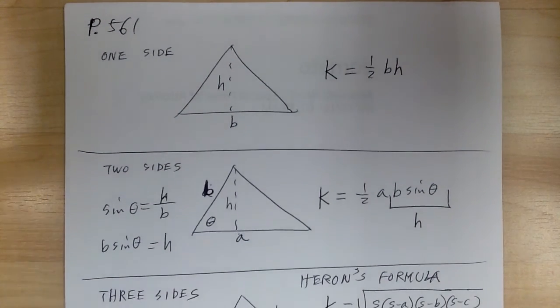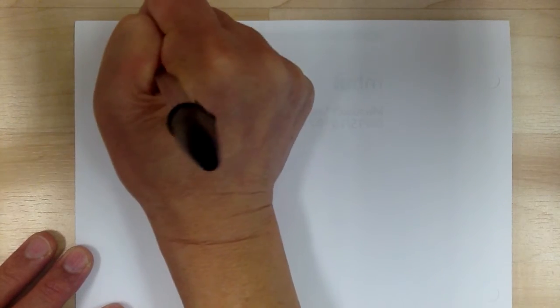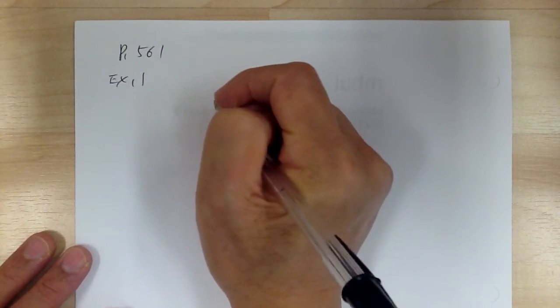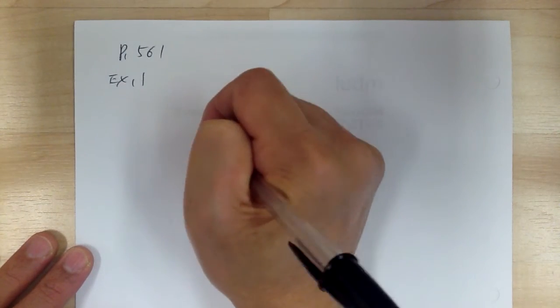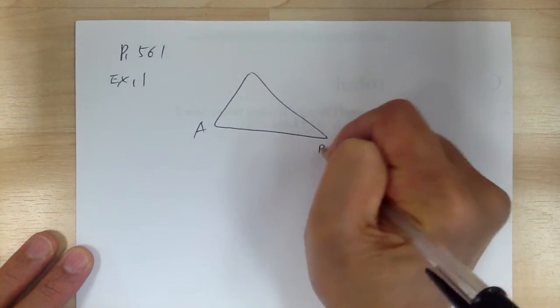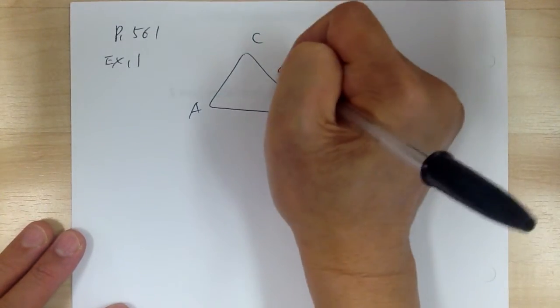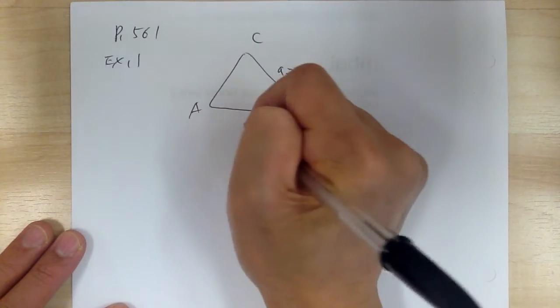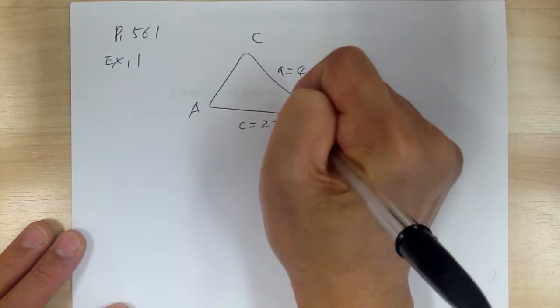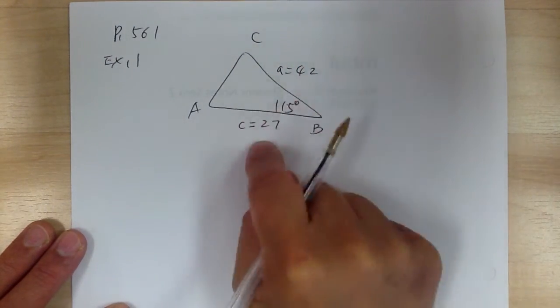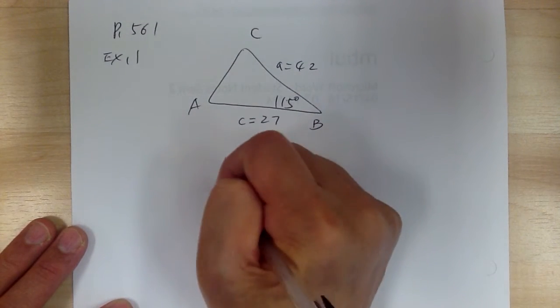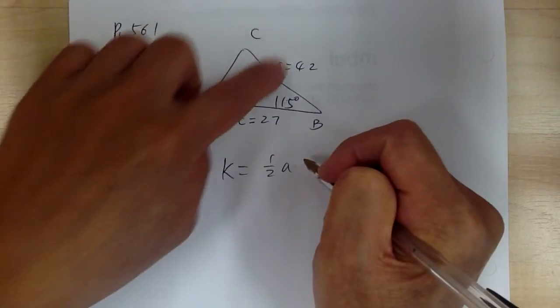Okay, so let's go over some examples. Let's go to example 1. It says find the area of triangle ABC, given that A equals 42, C equals 27, and angle B equals 115. Okay, so this is two sides given, right? So with two sides given, the area equals 1/2 A, or in this case AC, right?